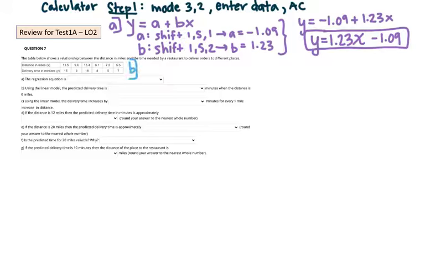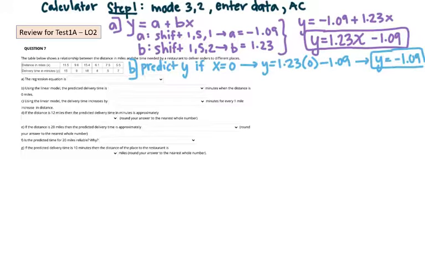Part B says predict the delivery time y when the distance is 0 miles. The x equals 0, so we'll just replace in the equation 0 for x and see what happens to y. Once we do that, we get that the delivery time is negative 1.09, which doesn't make a lot of sense because you can't deliver in a negative amount of minutes. So actually, it's not a very reliable calculation, which makes sense because the data they gave us was not anywhere close to 0. So we can make more reliable predictions if we were predicting something close to the data that was given.